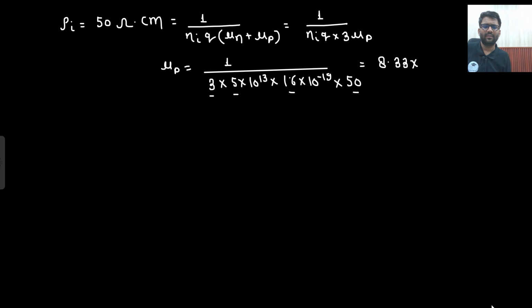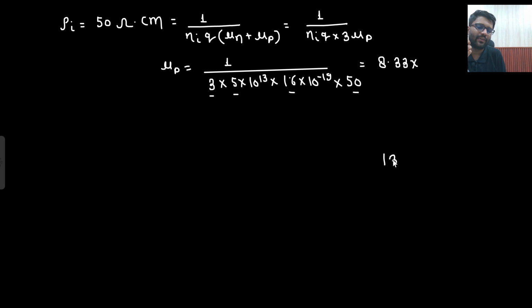Something doesn't seem right. 10 to the power minus 2, this much low conductivity, this much low mobility, 8.33 into 10 to the power minus 2. Oh, sorry, 10 to the power plus 2, sorry, 10 to the power plus 2, because this is 10 to the power 13 and 10 to the power minus 19.